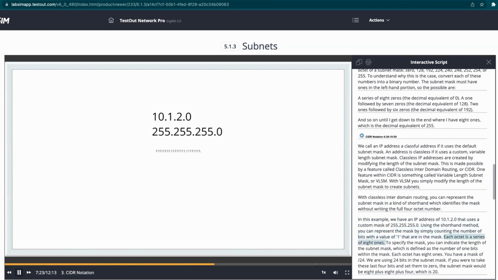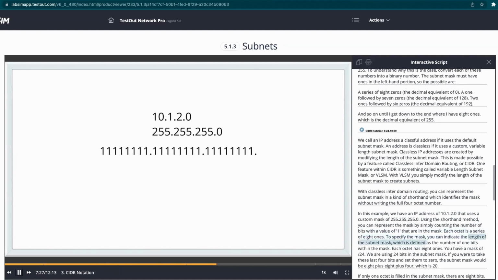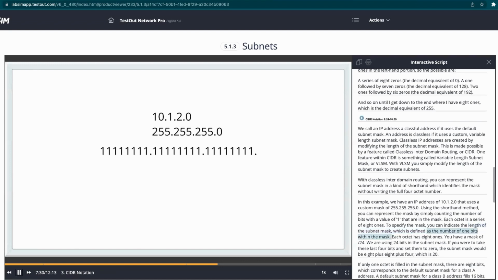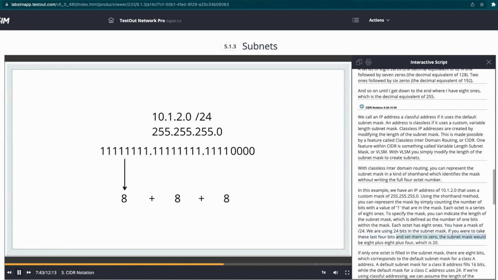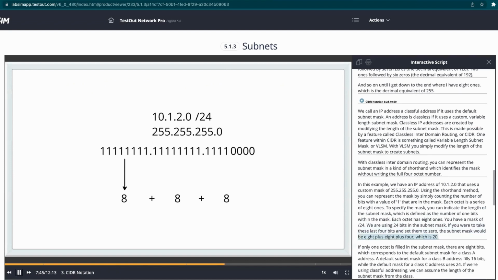Each octet is a series of 8 ones. To specify the mask, you can indicate the length of the subnet mask, which is defined as the number of 1 bits within the mask. Each octet has 8 ones. You have a mask of /24. You are using 24 bits in the subnet mask. If you were to take these last 4 bits and set them to 0, the subnet mask would be 8 plus 8 plus 4, which is 20.